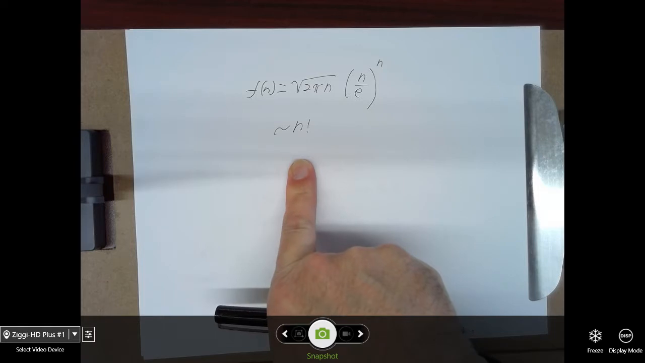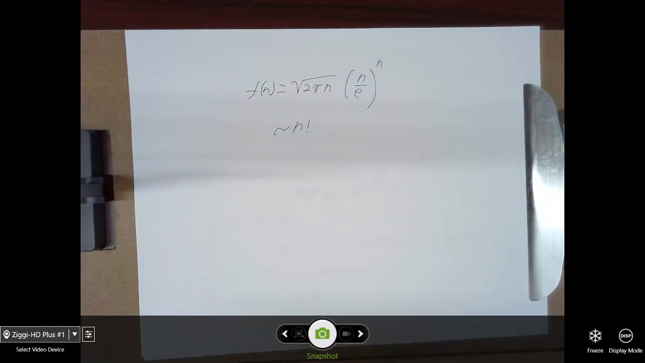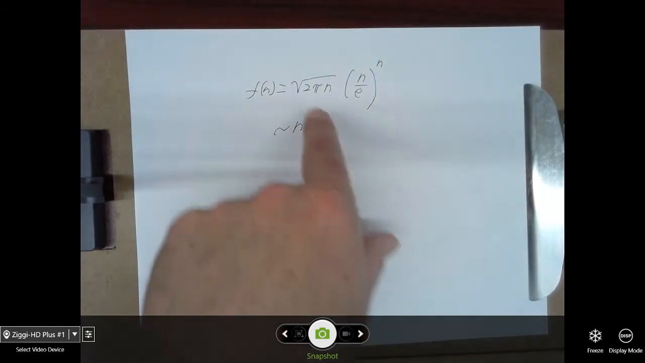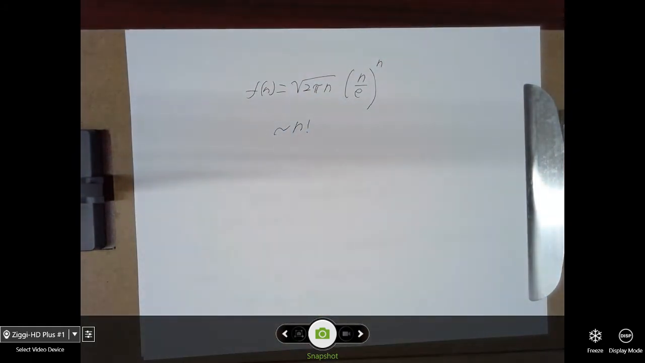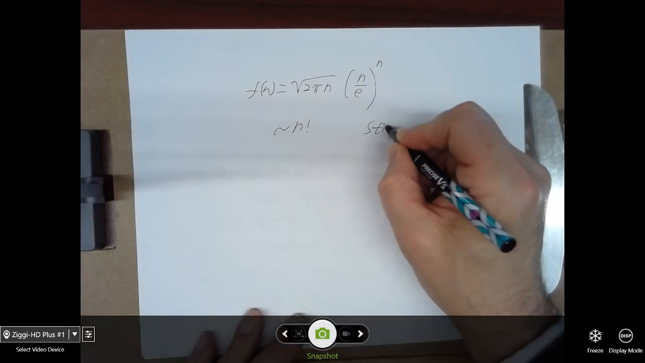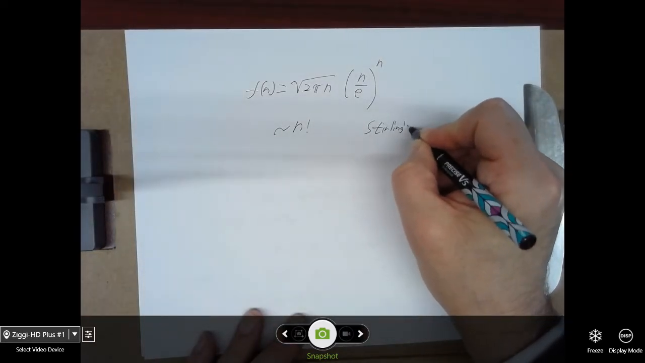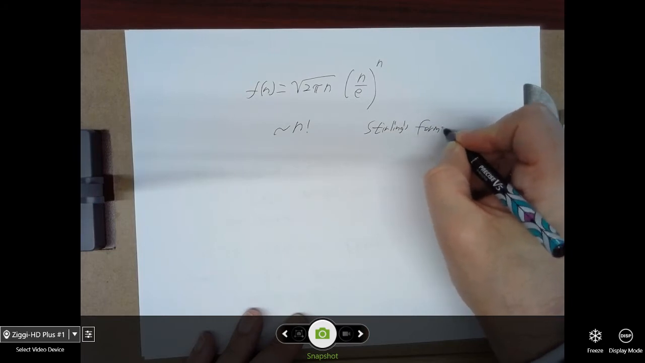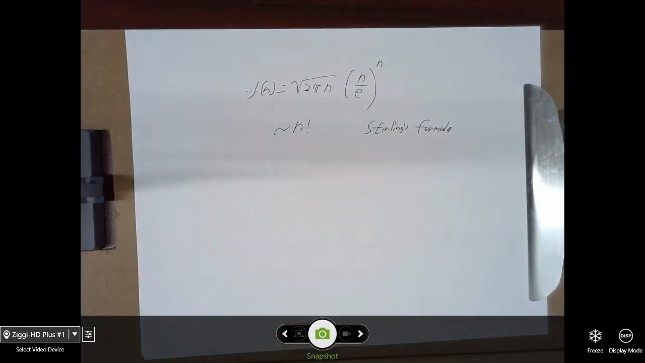Which is a little weird, right? Because n factorial is just multiplying a bunch of consecutive integers. This has got pi, it's got e, it's got square roots, and it's got n raised to the n. That's all kinds of mess. But it turns out to approach the same thing as just multiplying consecutive integers, which I think is pretty dang cool. So that's Stirling's formula. We're not going to prove that. I've never proven that, but there are proofs.